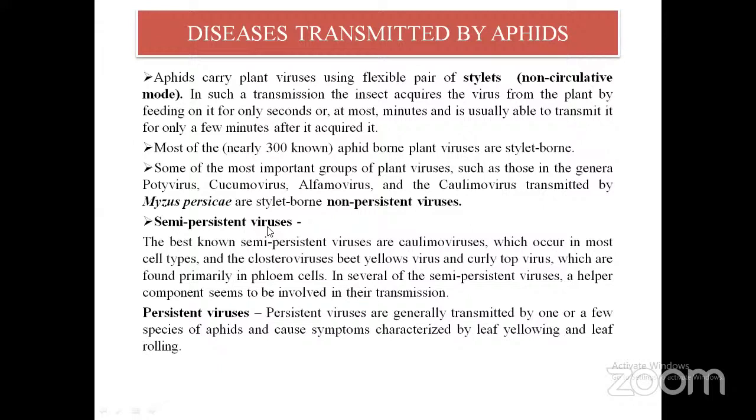Second mode will be in the aphids: semi-persistent viruses. The best known semi-persistent viruses are Closteroviruses. And the persistent viruses are generally transmitted by one or a few species of aphids and cause symptoms characterized by leaf yellowing and leaf rolling. So these are the symptoms caused by the aphids.